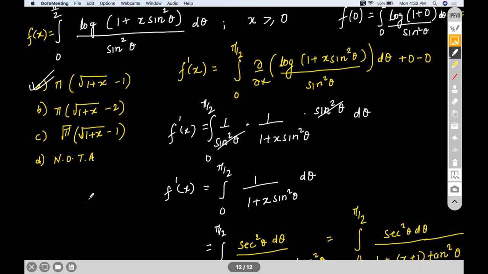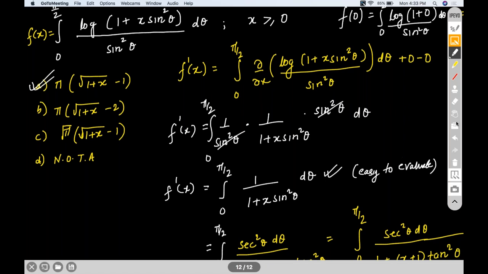Is that fine, guys? So I'll just repeat the roadmap. The roadmap is, I know at the end of the day, this integral would be a function of x. Then I differentiated both sides with respect to x by using Leibniz rule. Once I differentiated once, I got an integral, which is right here in front of you. This was easy to evaluate.